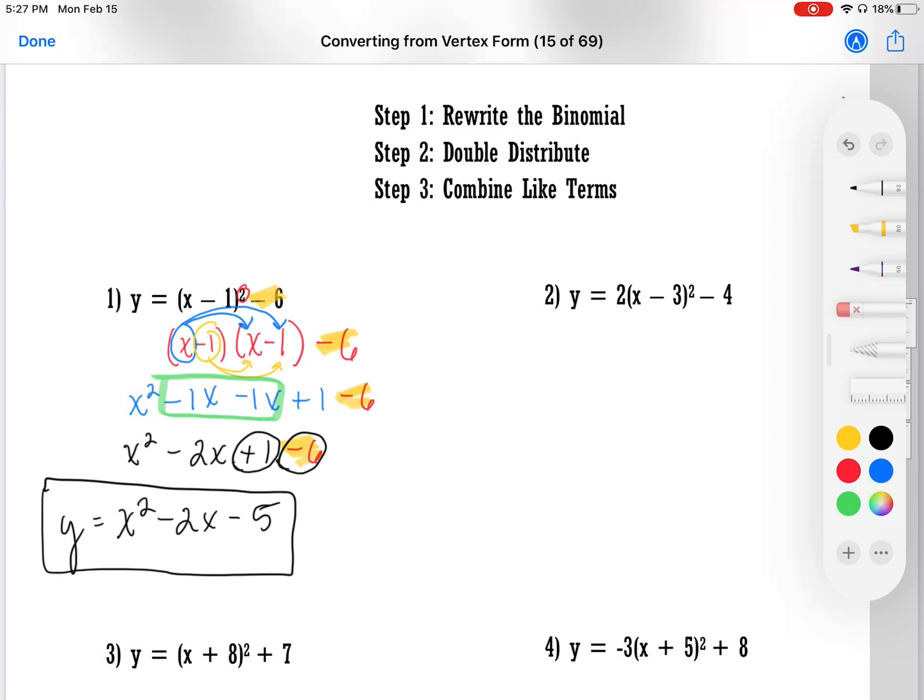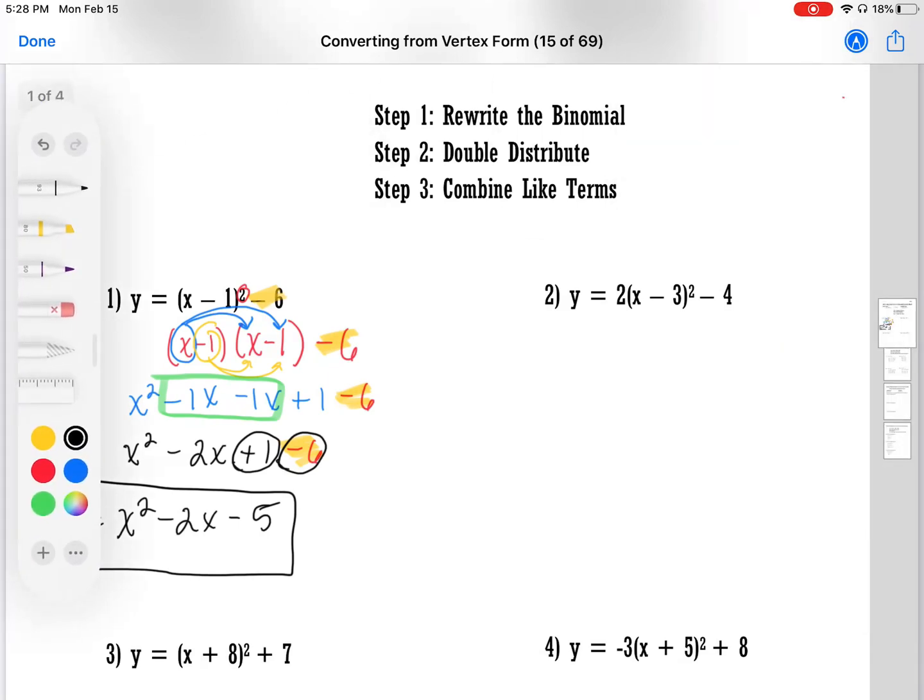So let's move on to number 2. Number 2 is a little bit more difficult. So let's try 2, and then we'll move through the next ones. All right, so number 2, it says rewrite the binomial. There's a 2.